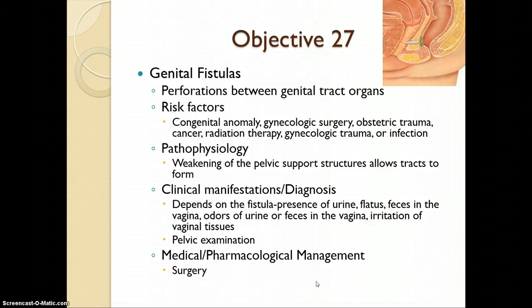If it's a fistula between the bladder and the vagina, there'll be a presence of urine in the vaginal vault. If it is a fistula between the rectum and the vagina, there may be flatus that passes through the vagina, feces in the vagina, odors of urine or feces in the vagina, or irritation to the vaginal tissues. The diagnosis is by a pelvic exam by the healthcare provider. For medical and pharmacological management, really the only way to correct a fistula is to have it surgically repaired.